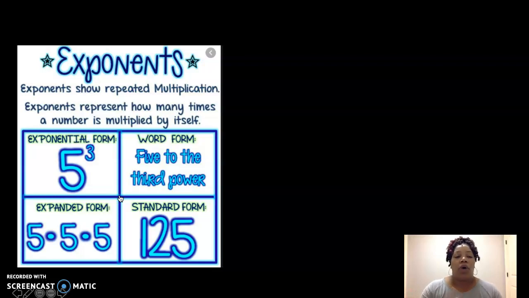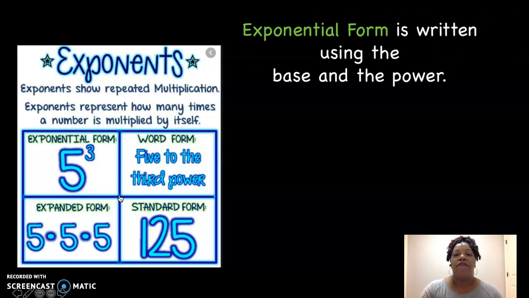Okay, so let's look at the four forms of exponents. The first form we have is exponential form. This is written using the base, which is 5, and the power, which is 3. The base is the number that we multiply. The power tells us how many times to multiply that number.